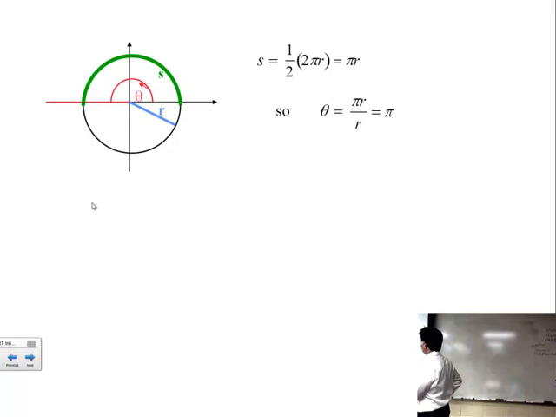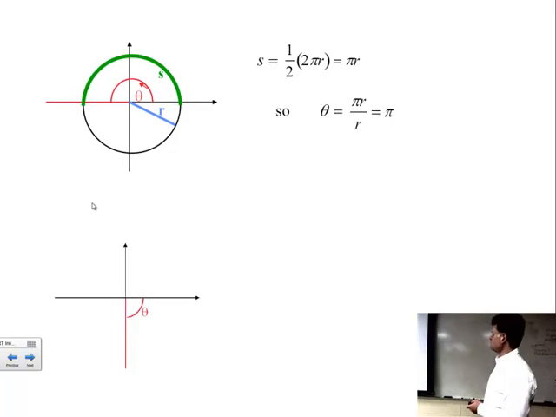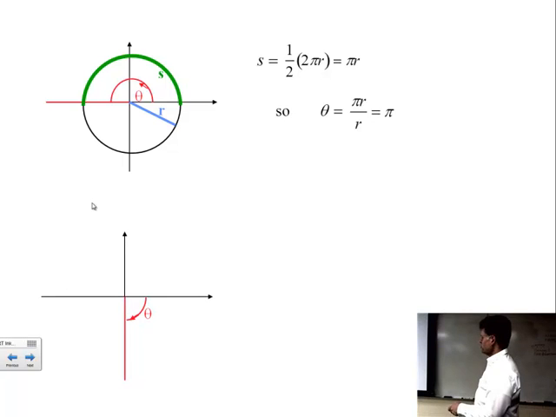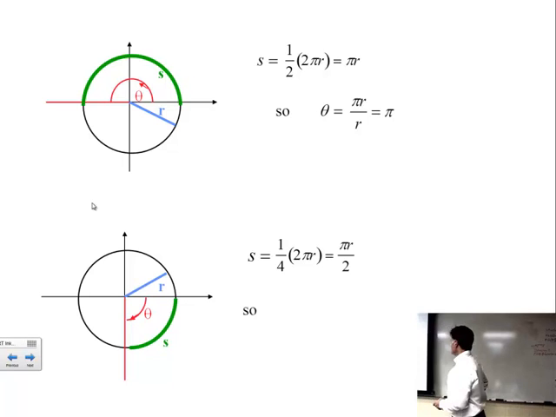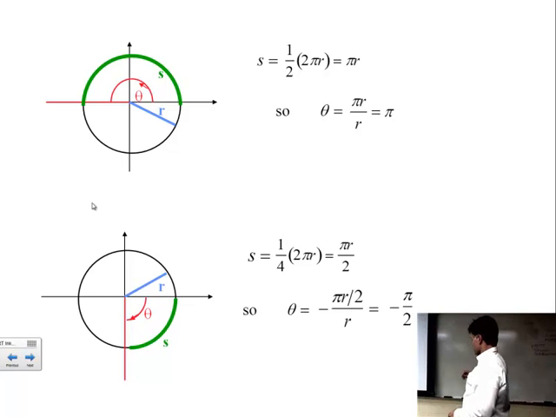If we go half a circumference, that's when we go from the positive x-axis to the negative x-axis. Then that's pi r, then S is pi r, and so the angle is pi. So pi is half a revolution. If we go a quarter of a revolution, that's going to be then what? Pi over 2. But if we're going clockwise, what does that mean? It's negative pi over 2. So S here now is 1/4 of a revolution, so theta is negative pi over 2.